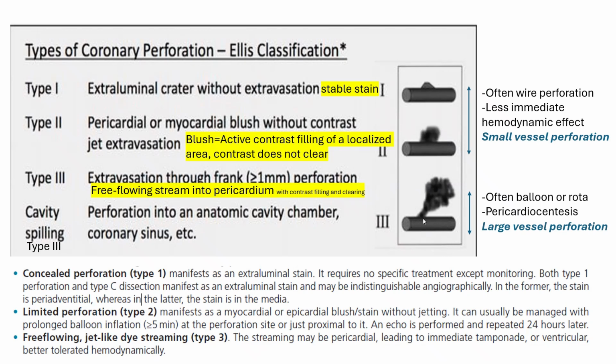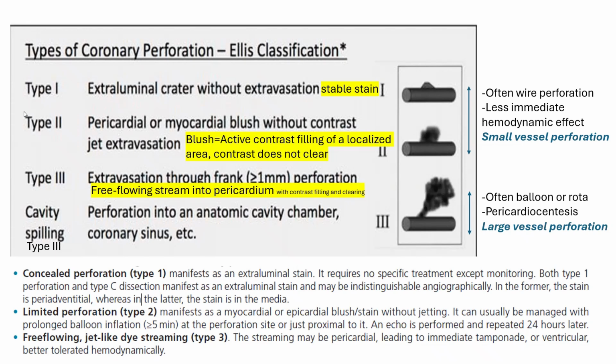And type 3, you have active contrast filling of a much larger area. You can even see the size of the hole of the perforation. And contrast doesn't just fill that area, it clears out of this area quickly. This is what we call a free-flowing stream. Now, type 3 can be in the pericardium, which is the most dangerous perforation. It leads to tamponade immediately. Or it could be type 3 into a cavity, such as the ventricle, and that will lead to a coronary cameral fistula with much less immediate hemodynamic effects.